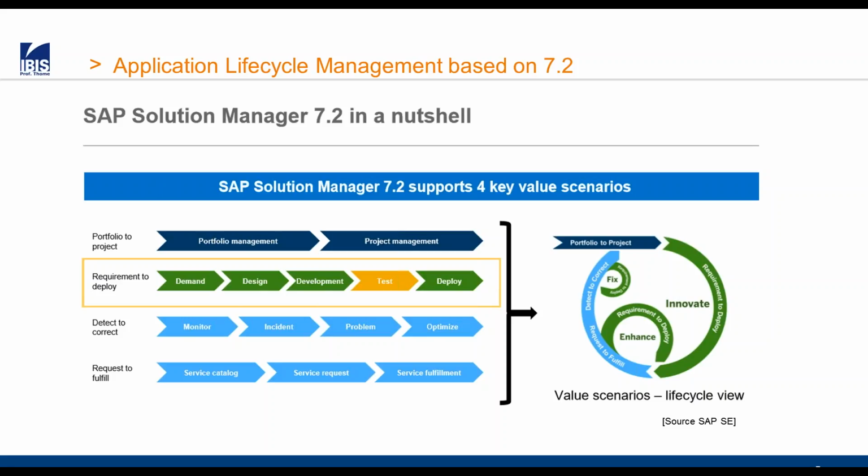If you look at the 4 value scenarios depicted here, you are able to do real project management which is integrated into the accounting part, for example. You are able to do a proper deployment process. You can correct problems, whether they be technical or business-sided. And of course, you can handle all those services. So from the functionality side, 7.2 is delivering lots of functionality, especially those which were demanded in the prior version 7.1.